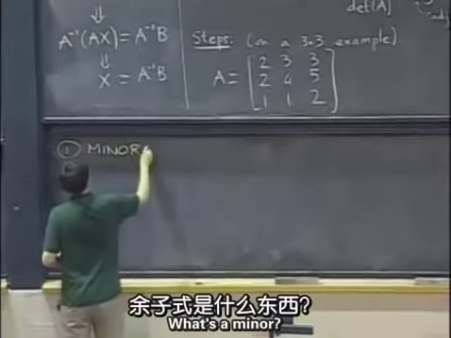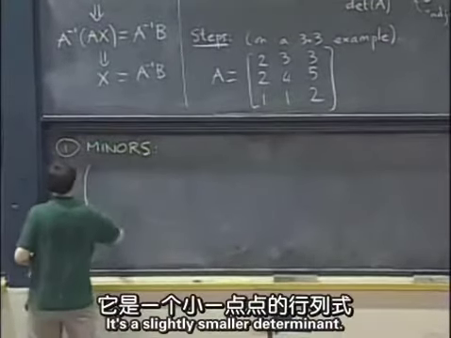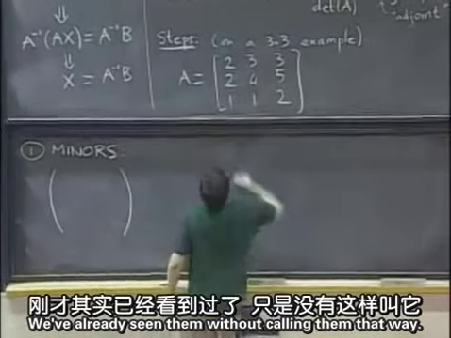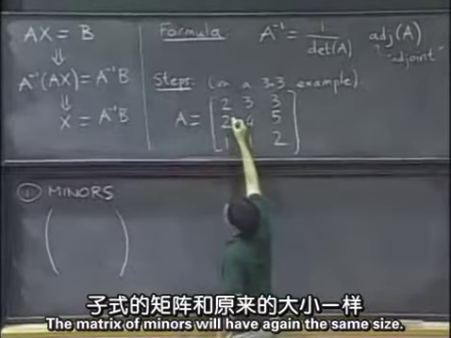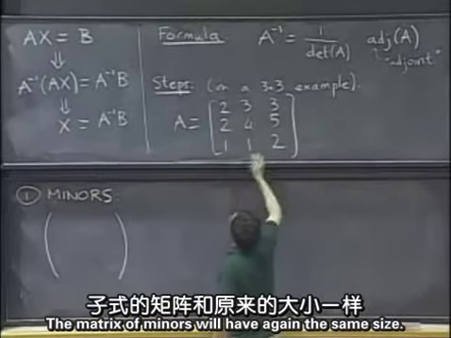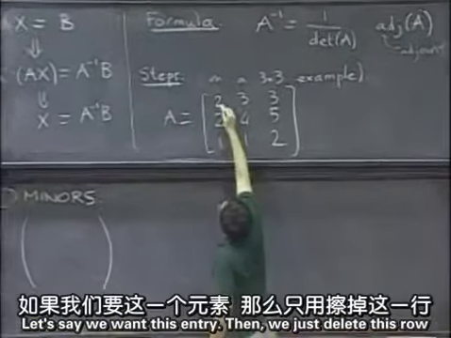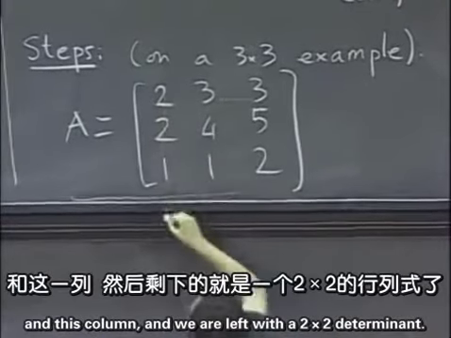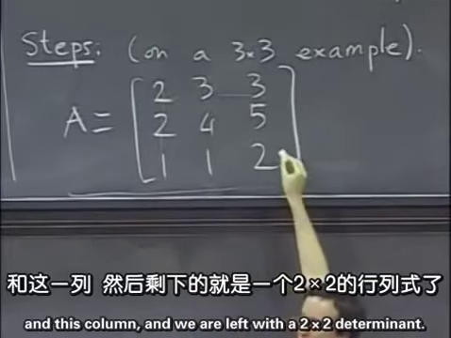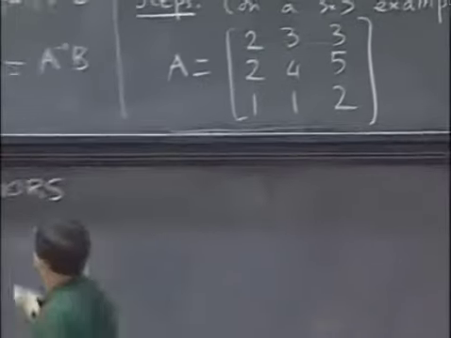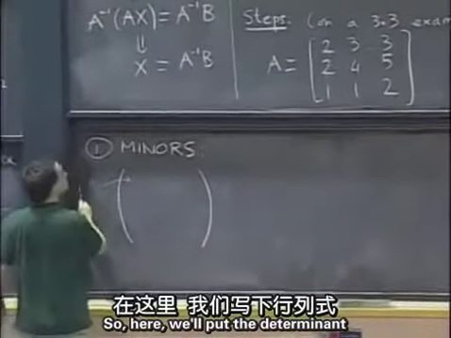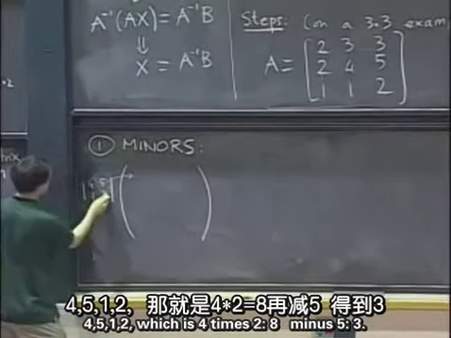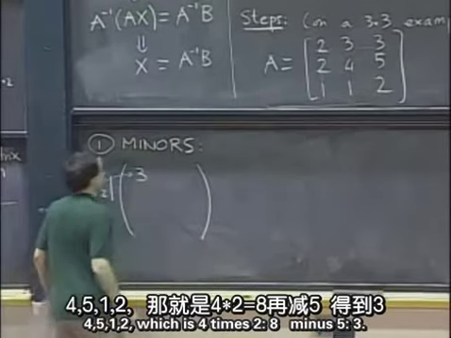So what's a minor? Well, it's a slightly smaller determinant. We've already seen them without calling them that. The matrix of minors will have the same size. Let's say we want this entry. Then we just delete this row and this column, and we are left with a 2 by 2 determinant. So here we'll put the determinant 4, 5, 1, 2, which is 4 times 2, 8, minus 5, 3.